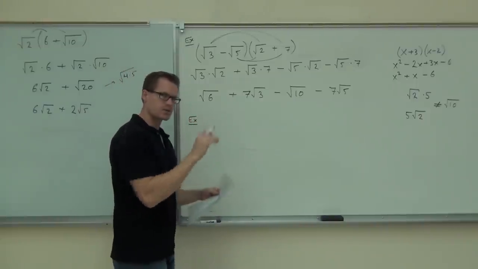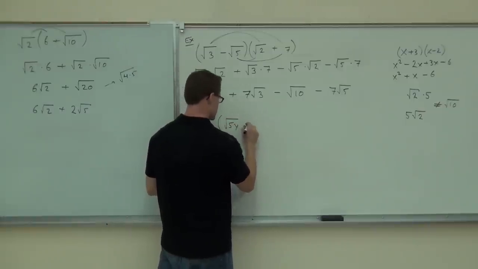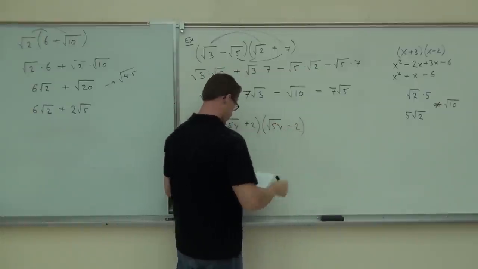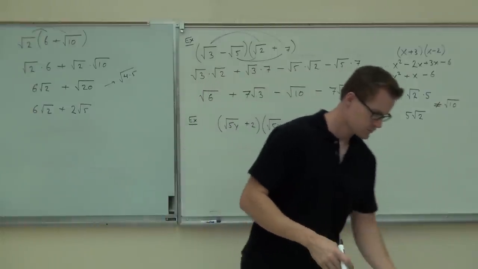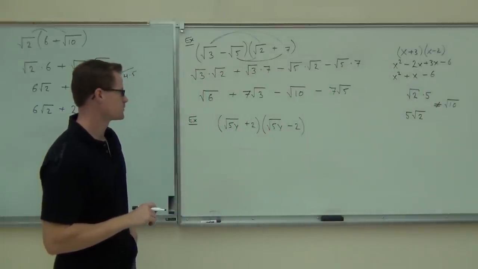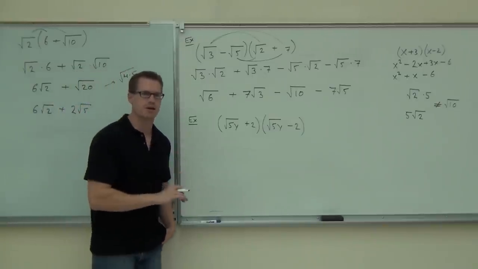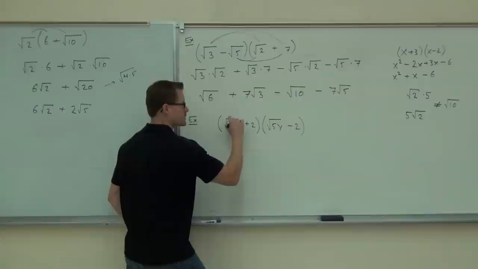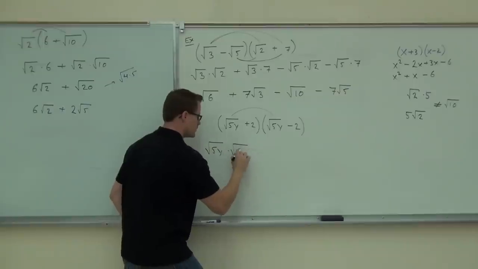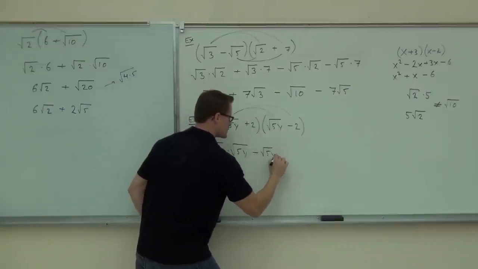This one's going to be interesting. Pay close attention to this one we're about to do. Firstly, of course I can FOIL and distribute this thing. Of course we can. And we're going to write everything out. So stick with me here, ladies and gentlemen. When we distribute, we get the square root of 5y times the square root of 5y. Here we're going to have minus the square root of 5y times 2.